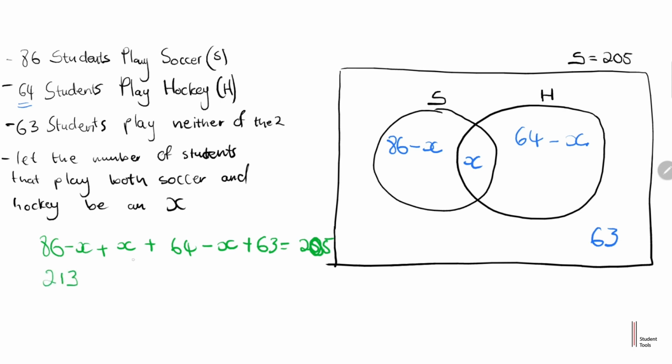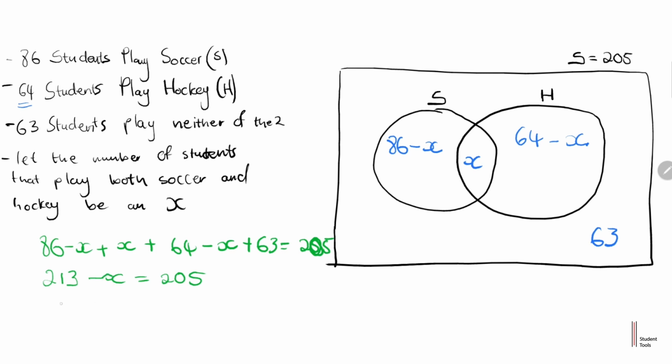And then we have minus x plus x. So that is a 0. And then we have minus x here. So we have minus x, and that is equal to 205. We want the value of x. So we want to make it the subject.